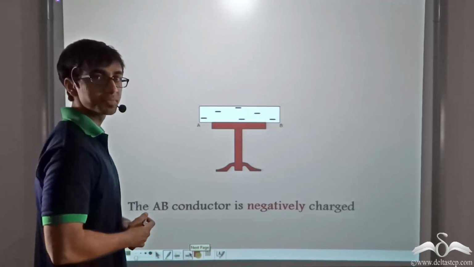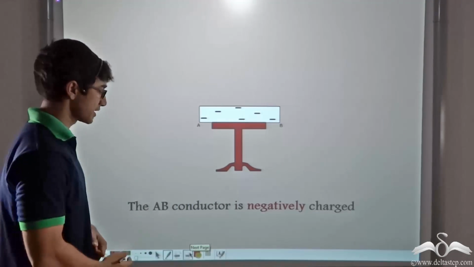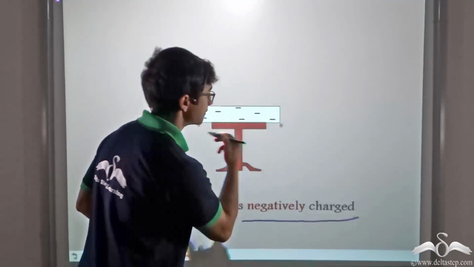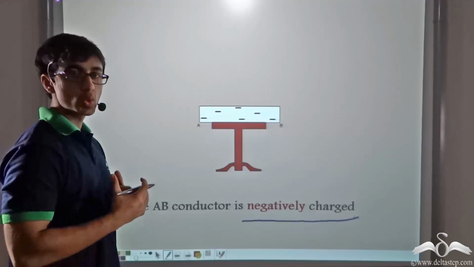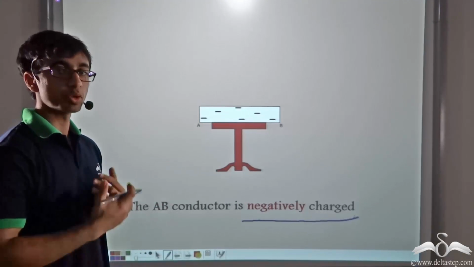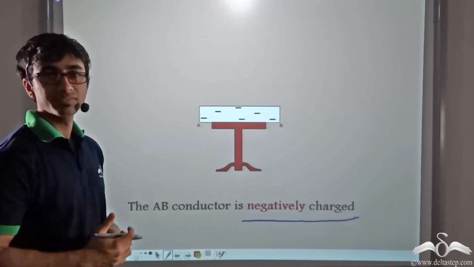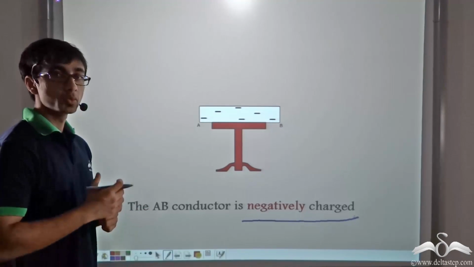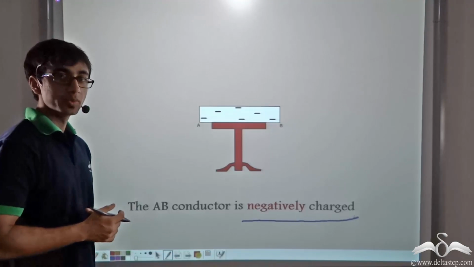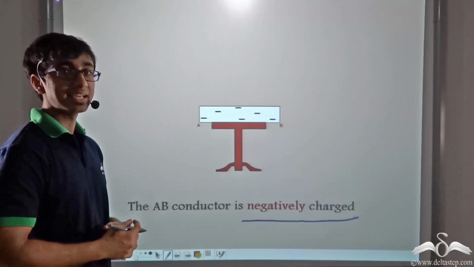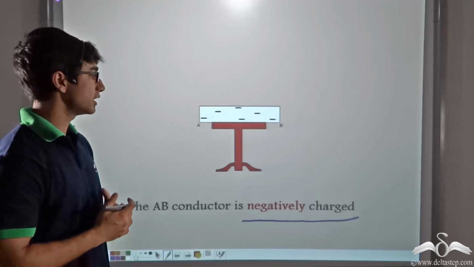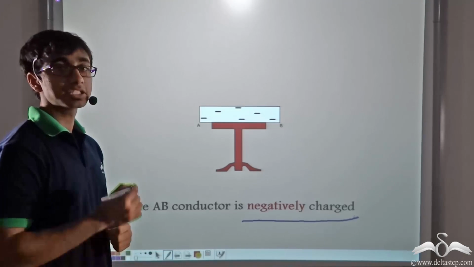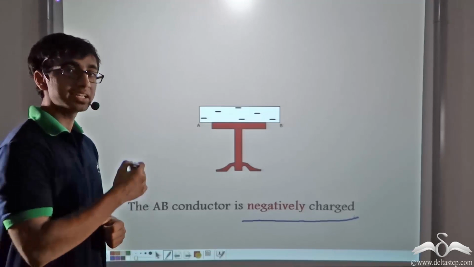Over here you can see that there is an excess of electrons, and thus we have achieved a negatively charged conductor AB. So we saw that through induction we can achieve both positively charged conductors and negatively charged conductors. In order to make a conductor positively charged, we bring in a rod which has negative charge on it and then connect it to earth. And in order to make the conductor negatively charged, we bring in a rod that has positive charge on it and then connect it to earth.